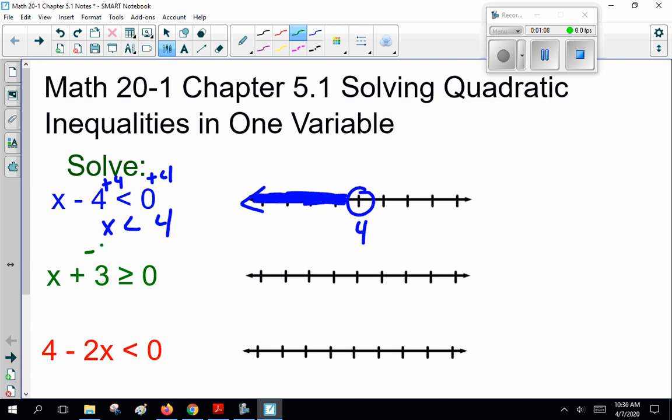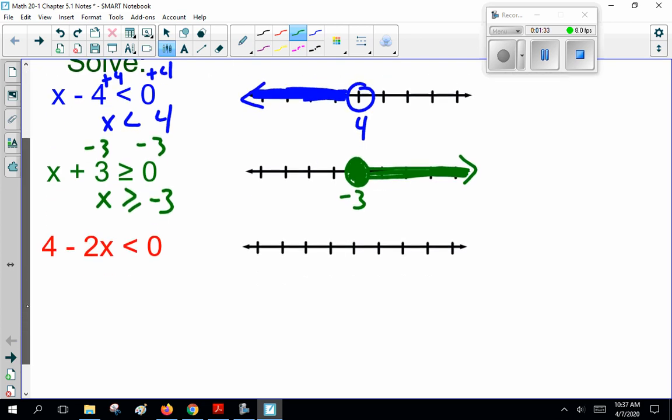Now, next one, x plus 3 is greater than or equal to 0. So subtract 3 from both sides. So you get x is greater than or equal to minus 3. Once again, put it on a number line. Let's go to the middle, since I haven't labeled them. Minus 3. Everything greater than, so that's to the right here. And I include the number 3 itself, so I make this a solid dot. Note the first one, the blue one, x is less than 4. We do not include the 4.